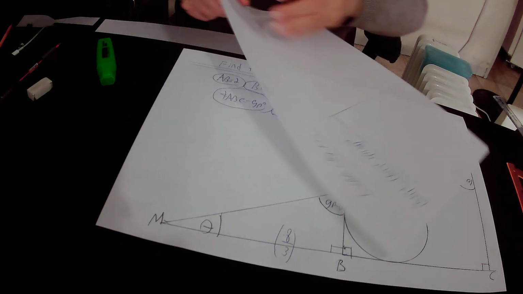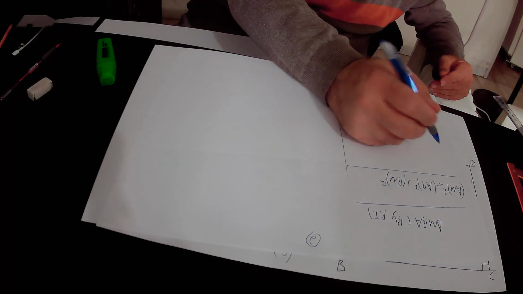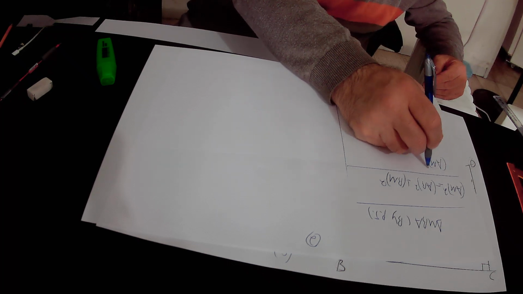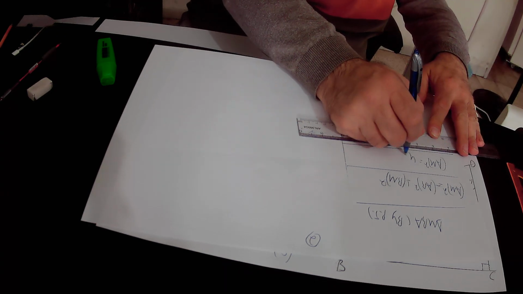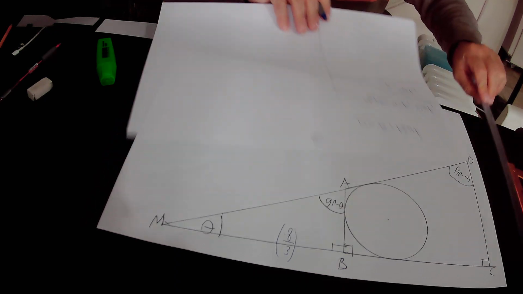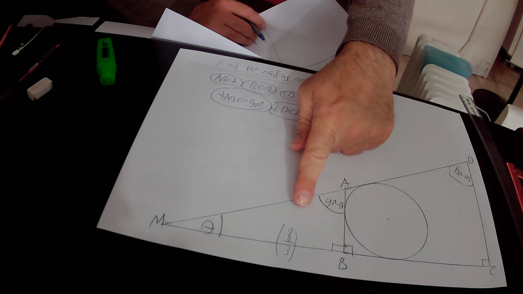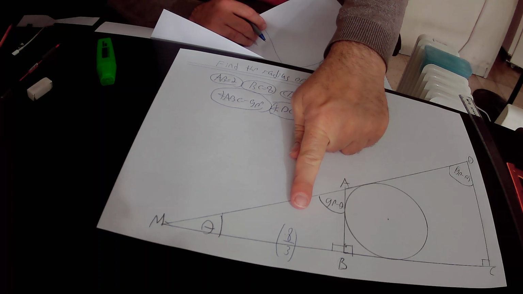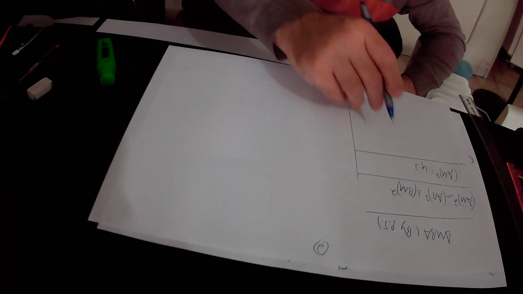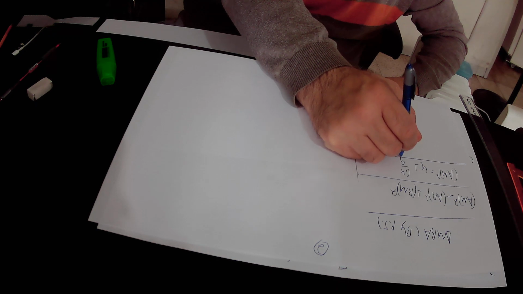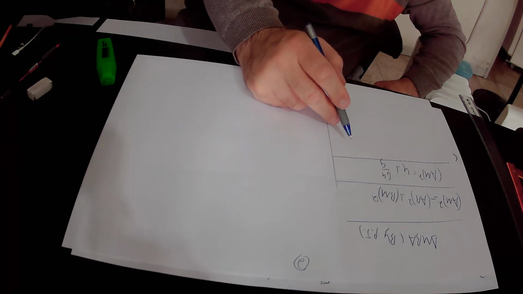So AM squared, that is the square of the hypotenuse in the right triangle MBA, equals AB squared. AB is 2, therefore AB squared is 2 squared, that is 4, plus BM squared. We just wrote down that BM equals 8 over 3, therefore BM squared is 8 over 3 squared. 8 over 3 squared is 8 squared, that is 64, over 3 squared, that is 9. So in total, 8 over 3 squared equals 64 over 9. So AM squared equals 4 plus 64 over 9.